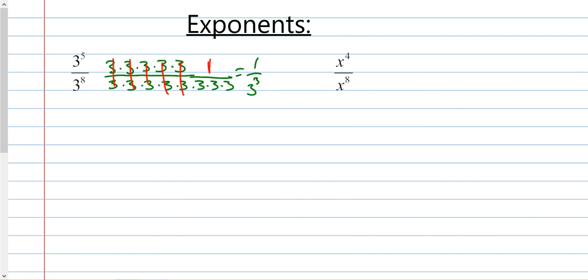This is small enough we would evaluate it. This is 1 over 27, but I'm interested in what's happening to the exponent. So let's look at our division rule for exponents. This would have been 3 to the 5 minus 8, based on that division rule, which gives me 3 to the negative 3rd power. And so somehow, 3 to the negative 3rd power has to equal 1 over 3 to the 3rd power.